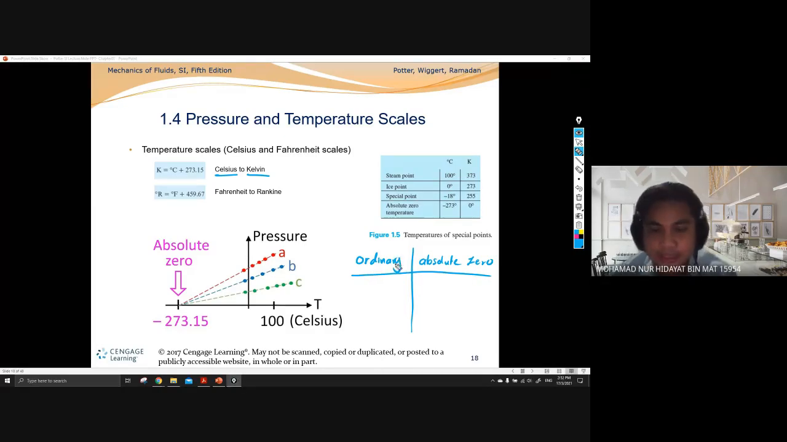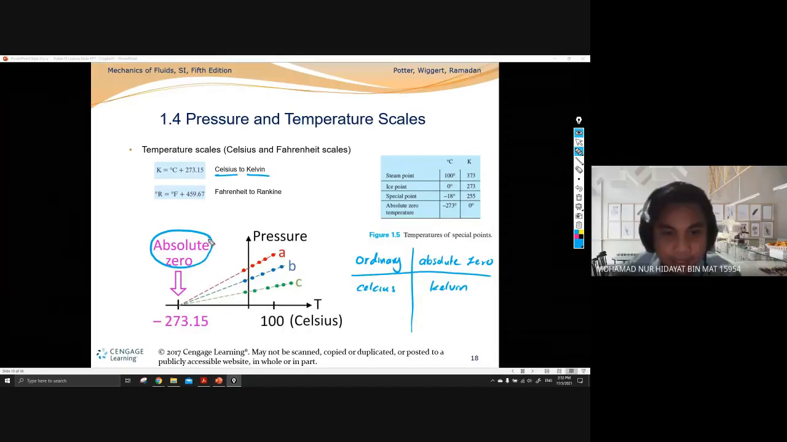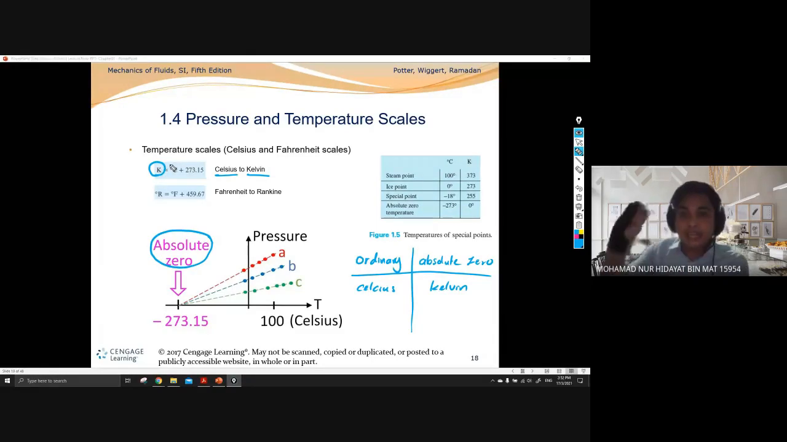Celsius is the ordinary temperature we use. The absolute one is Kelvin, because Kelvin refers to absolute zero. Can you see here? This is absolute zero. Whenever you give the value in Kelvin, that means the temperature you measure is compared to absolute zero. It is exactly the same as the pressure before, the absolute pressure and the gauge pressure. Can you see the relation?